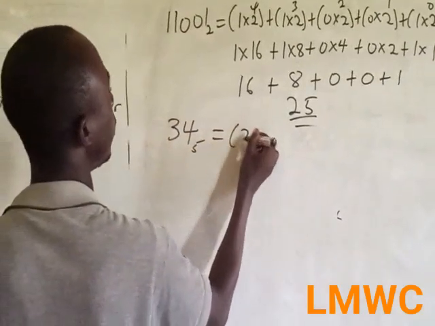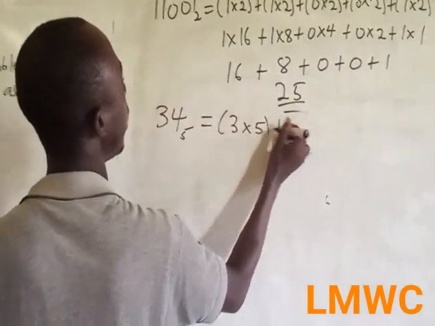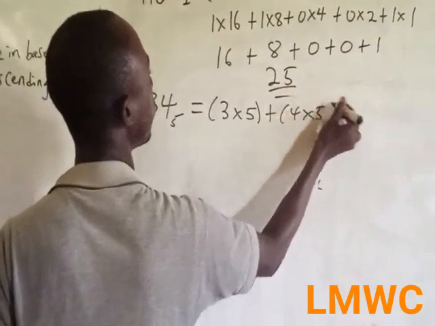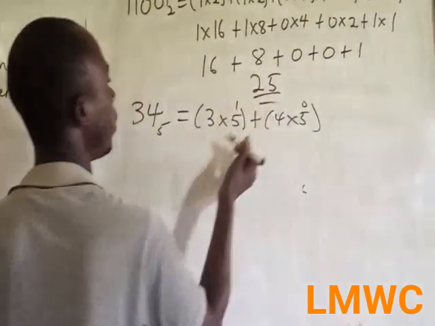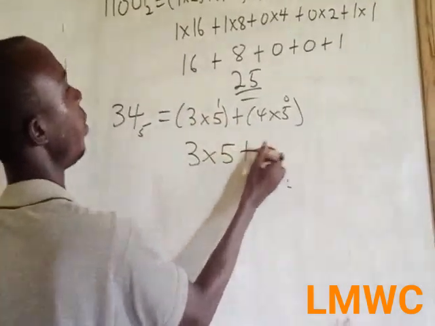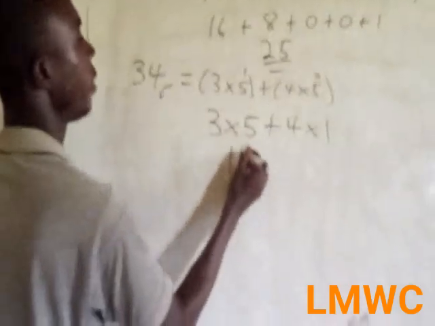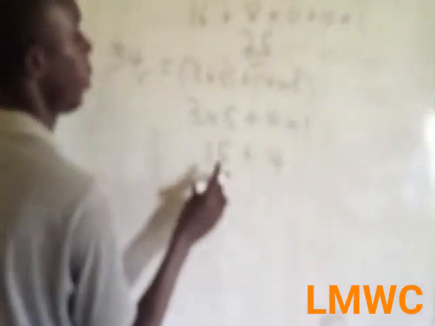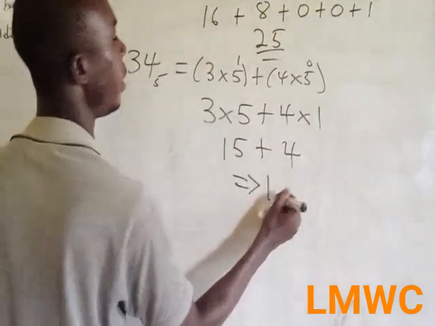So 34 base 5. I'm having 3 times 5 to the power 1 plus 4 times 5 to the power 0. So we have 3 times 5, which is 15, plus 4 times 1. So 15 plus 4, I'm having 19.